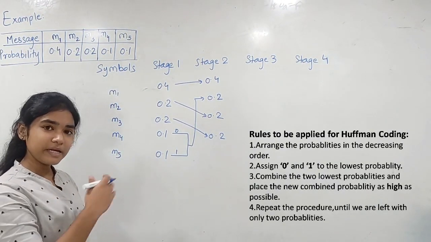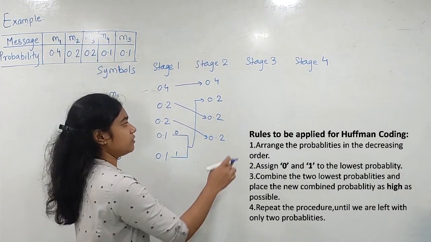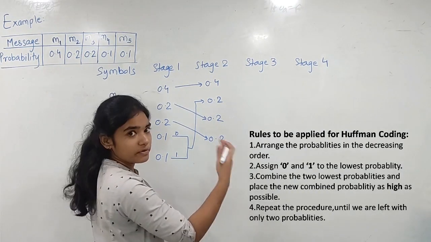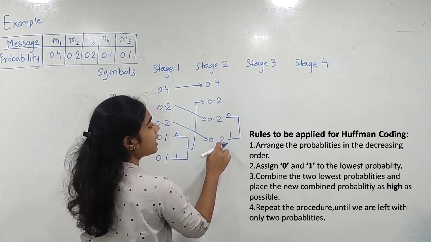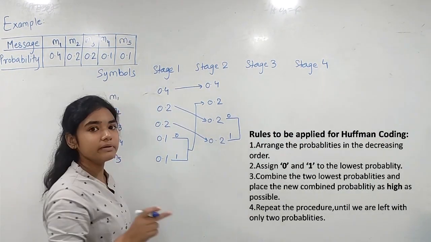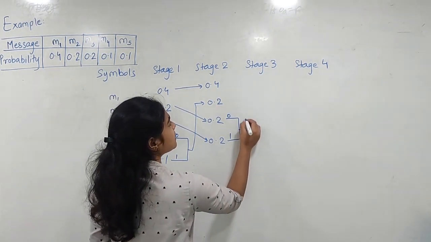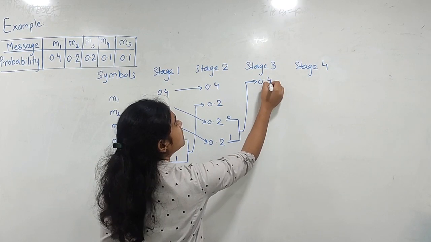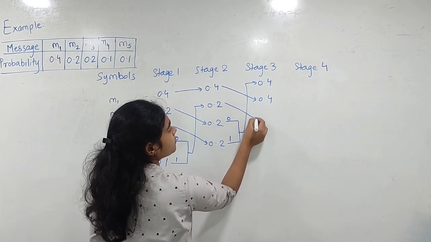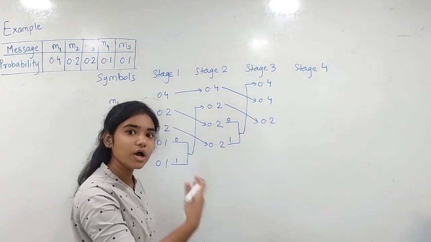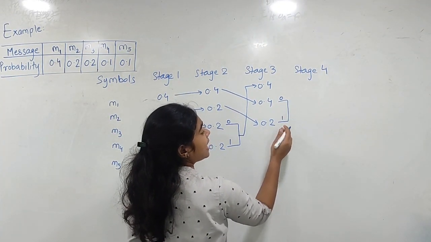Now again we have to keep repeating this procedure until we are left with only 2 probabilities at the end. So again we combine these 2 probabilities, but before combining we have to assign. So we assign them 0 and 1 and then we combine. The combination of these 2 will give me 0.4. We have to place it as high as possible. So we place it here, and then this 0.4 will occupy this place and this 0.2 will occupy this place. Now again assign and combine.